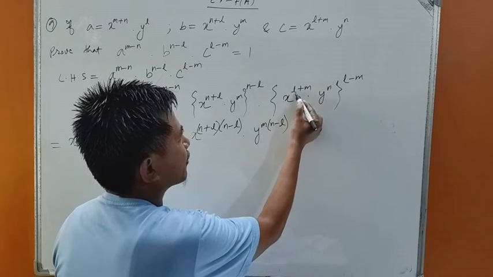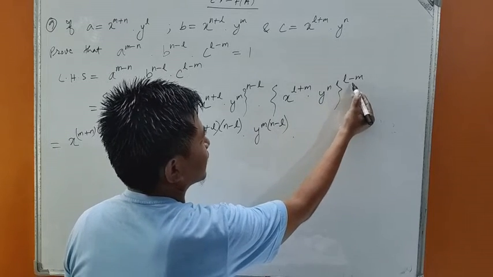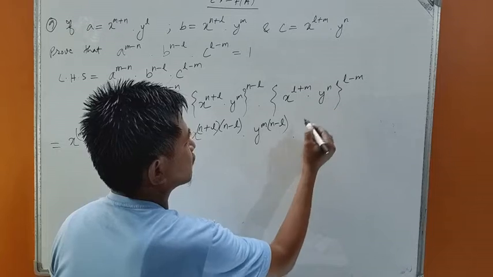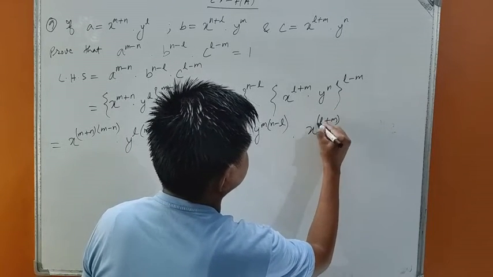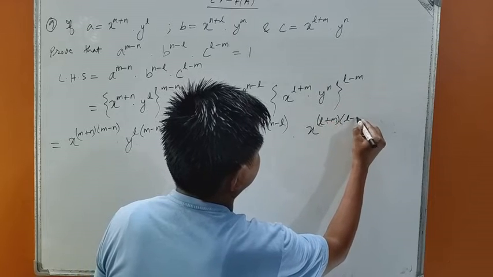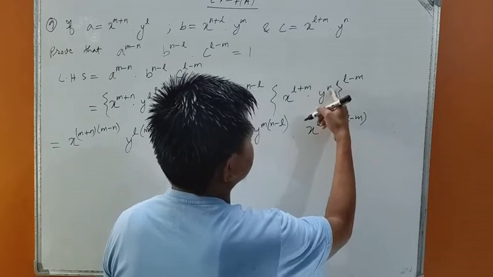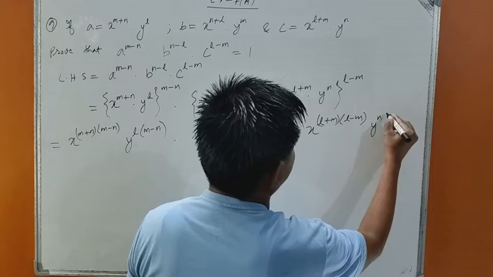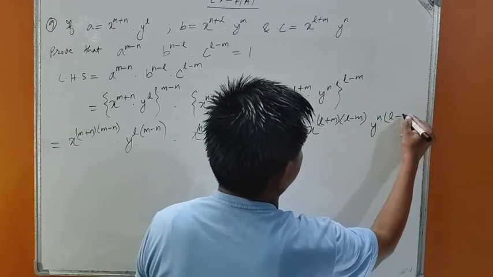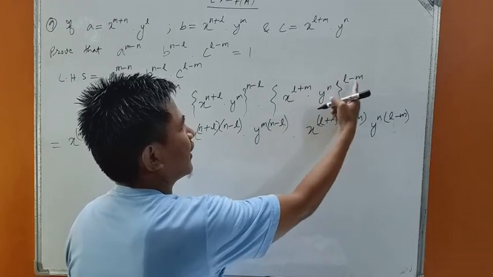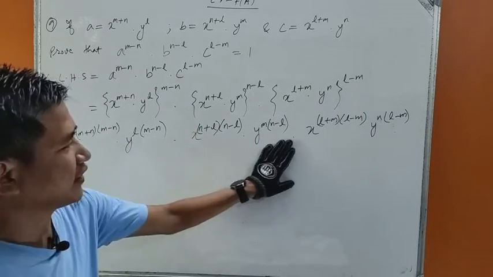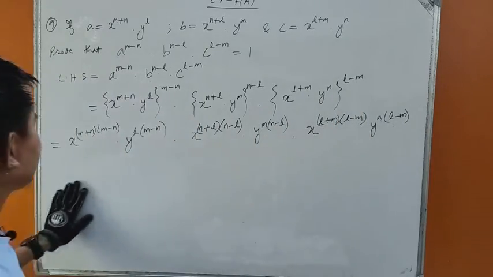Now the power of x is l plus m. Here l minus m, this l minus m goes to both x and y. So x to the power l plus m into l minus m. So y to the power n into this l minus m. Because this l minus m is for both the numbers, so I put this here and this here as well, okay. I hope you got this.